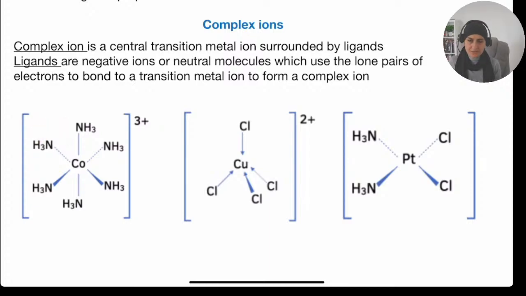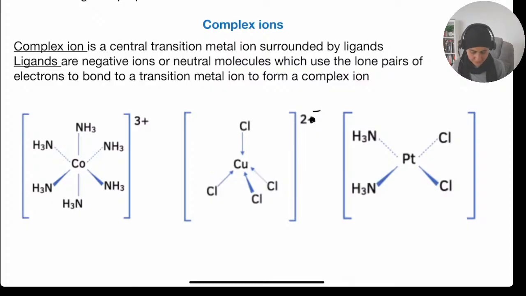So identify the atom in a ligand that has a lone pair, and then draw a bond directly to that atom. For example, for CuCl4, it's not 2+, it's 2-, there's a typo. Why is it 2-? Because copper is 2+, each Cl is 1-, so the overall charge is 2+, minus 1, minus 1, minus 1, minus 1, which gives you 2-.